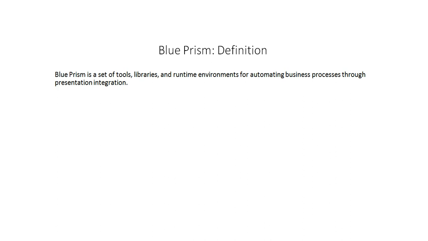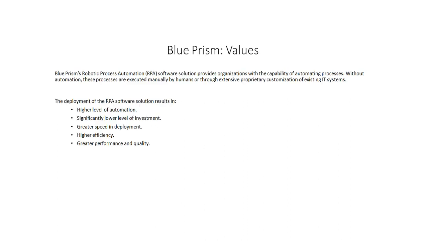If you look for the definition of BluePrism, we can say that BluePrism is a set of tools, libraries, and runtime environments for automating business processes through presentation integration, right? This is the definition of BluePrism. Now we'll go for the values. What are the values of BluePrism? We have the set of the values here and the results.